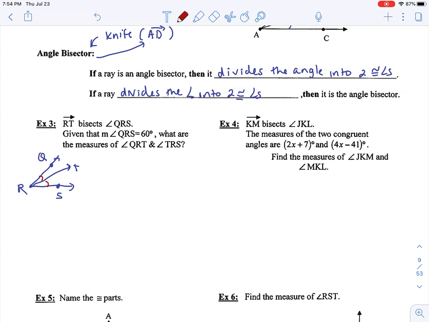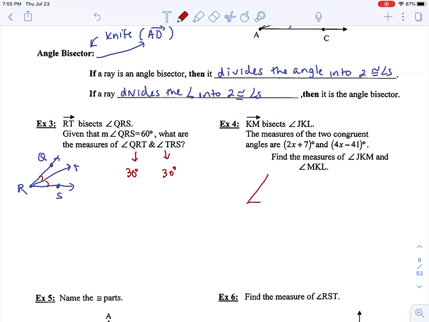And then given that the measure of QRS, so the whole angle, is equal to 60 degrees, what is our conclusion about QRT and TRS? Go ahead and fill in your answer. So good, your answer should have been 30 degrees. I'm going to ask that you hit pause and then try example number 4.